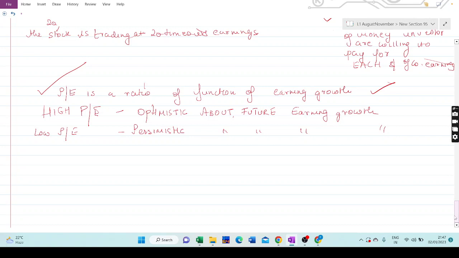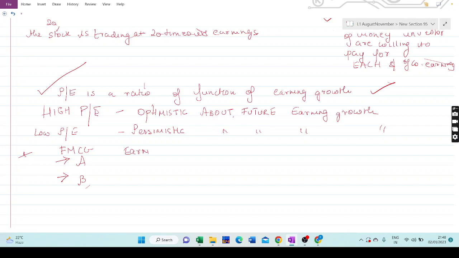Now how? Guys, you compare stocks within the same industry and with the same growth rate. The stock which trades at a lower PE is undervalued and the stock that trades at a higher PE is overvalued, right? So let's say there are two stocks in an industry, say the FMCG industry, stocks A and B.